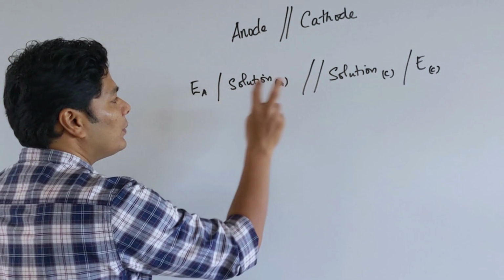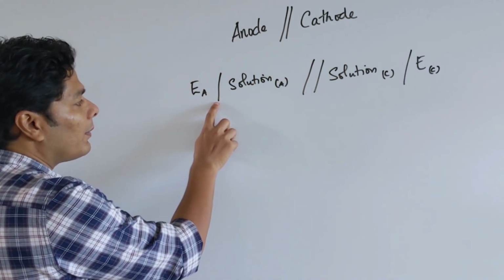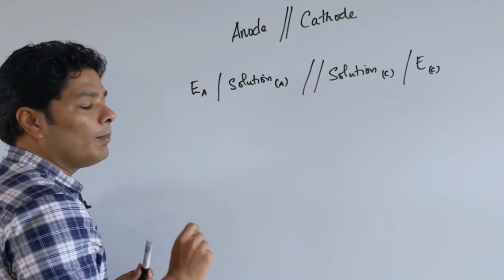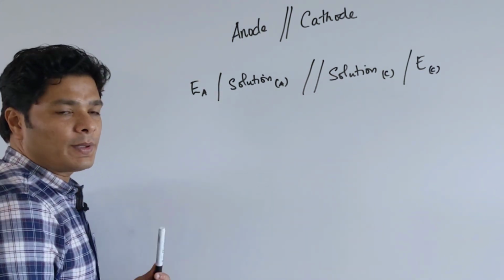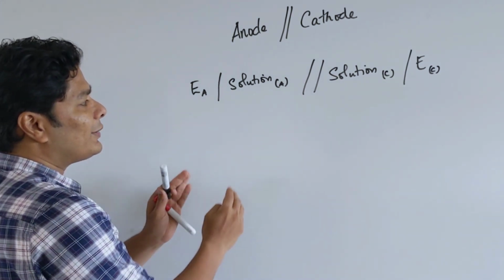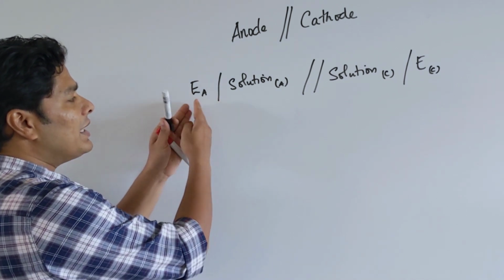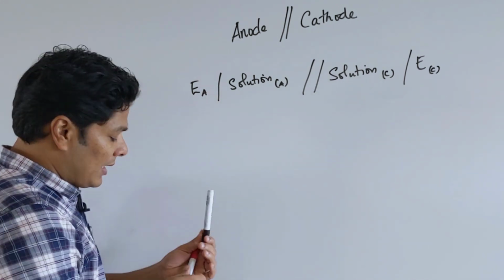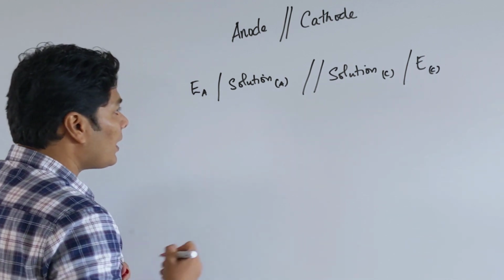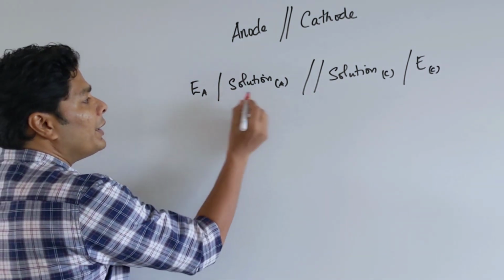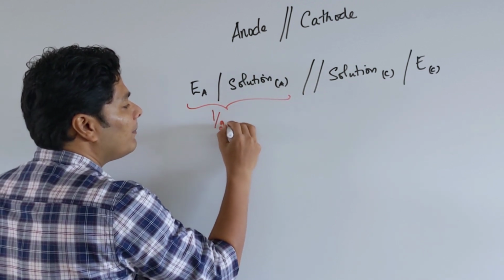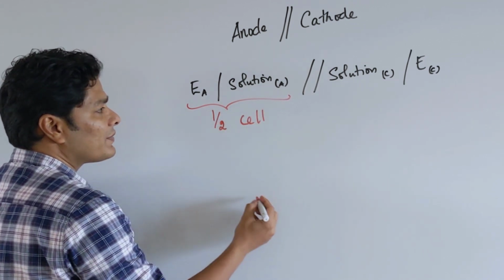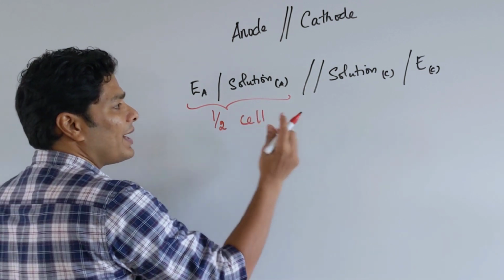Now anode and cathode. Now single bar or a semicolon both represent a phase change. A double bar represents a salt bridge. A salt bridge separates the anode and cathode, whereas a single bar separates different phases within a cell or a half cell. Now your anode side is called one half cell or anodic half cell or oxidation half cell.